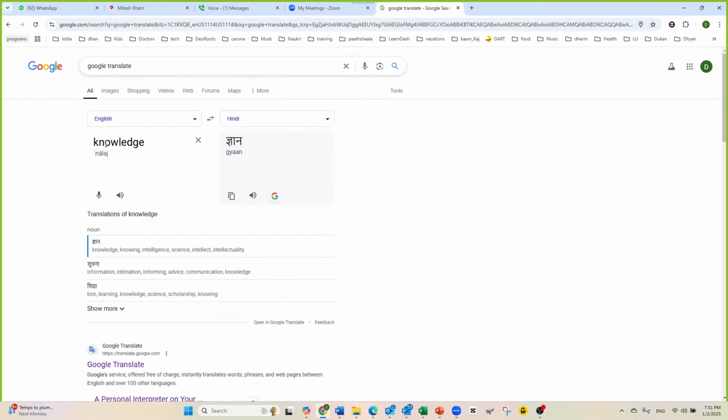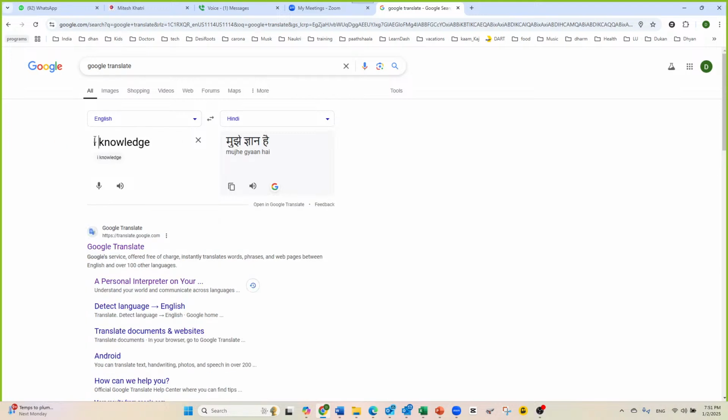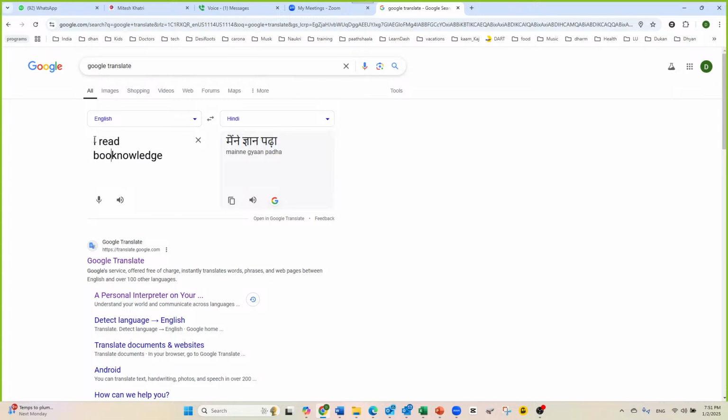Okay, Dhruv, give me an English sentence with the word knowledge in it. So let's make it a little bigger. I read books to get knowledge, for example. Okay. So now Google translate it to Hindi.